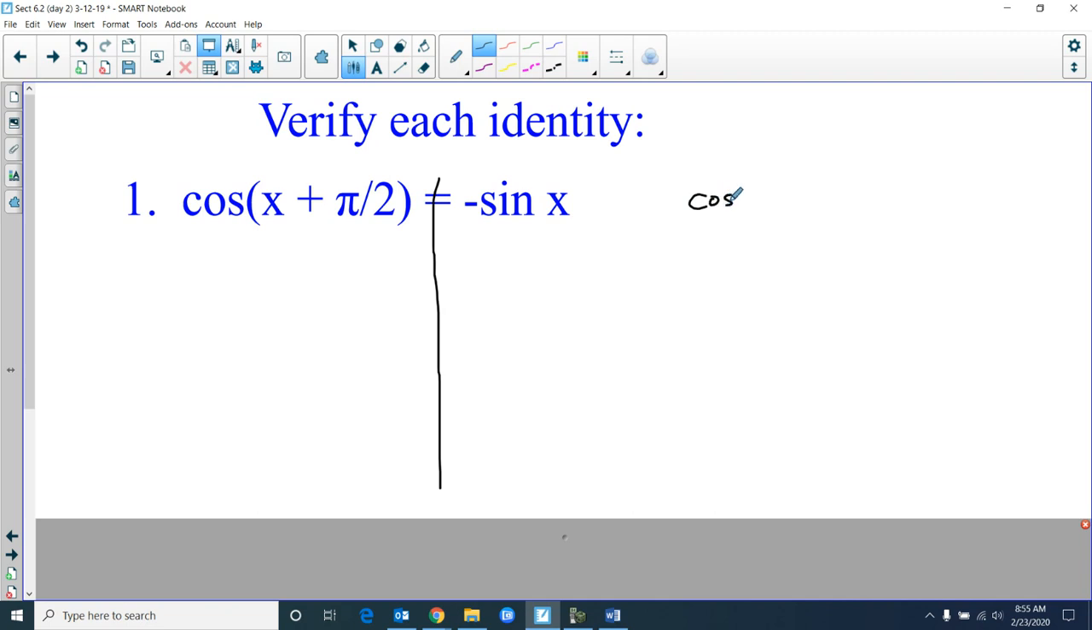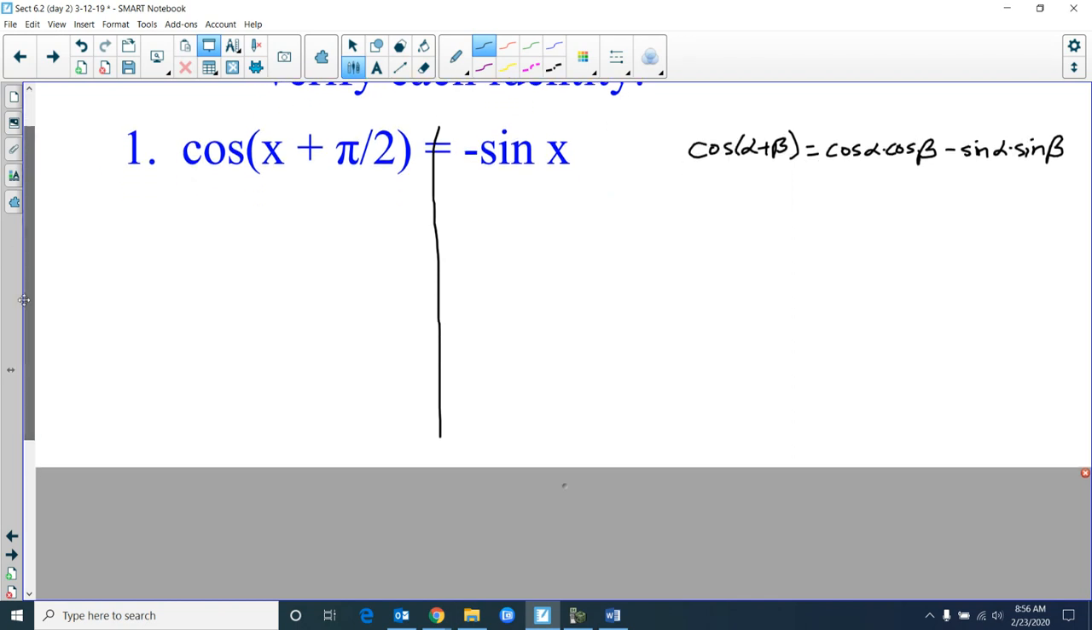So we want to use the cosine sum formula, which is cosine of alpha plus beta equals cosine alpha times cosine of beta minus sine alpha times sine beta. All right, all we do is instead of plugging in alpha, you're going to plug in x. Instead of plugging in beta, you're going to plug in pi over 2. Look what we want to get on the right-hand side. That's what we want to end up with, just a negative sine of x. All right, let's see how this works.